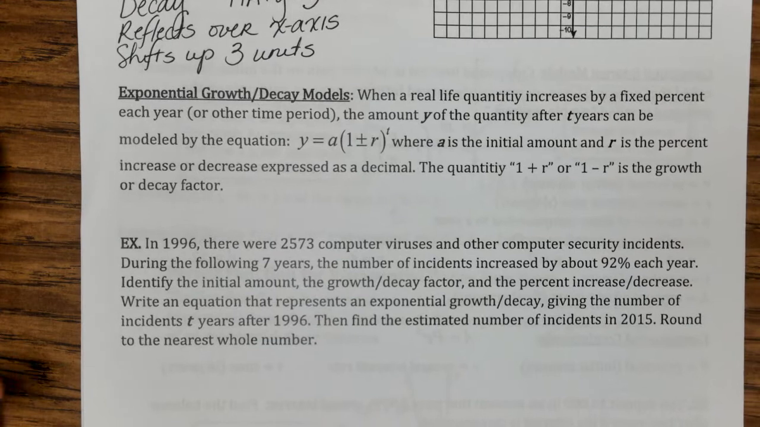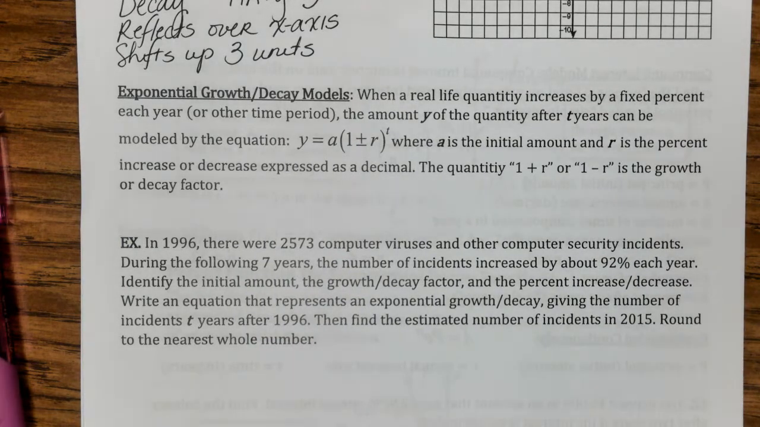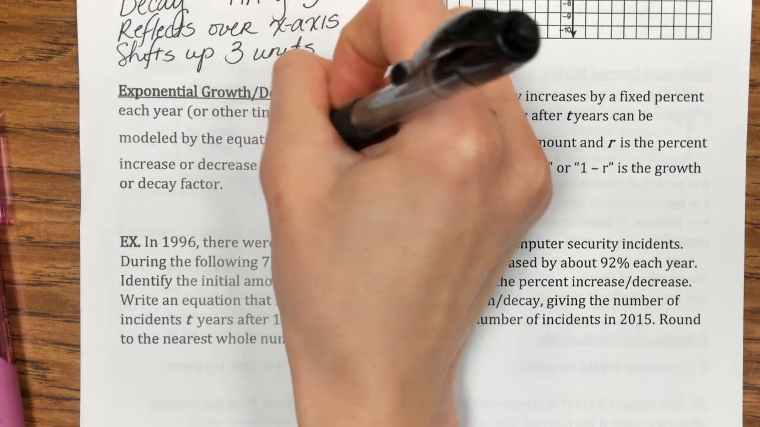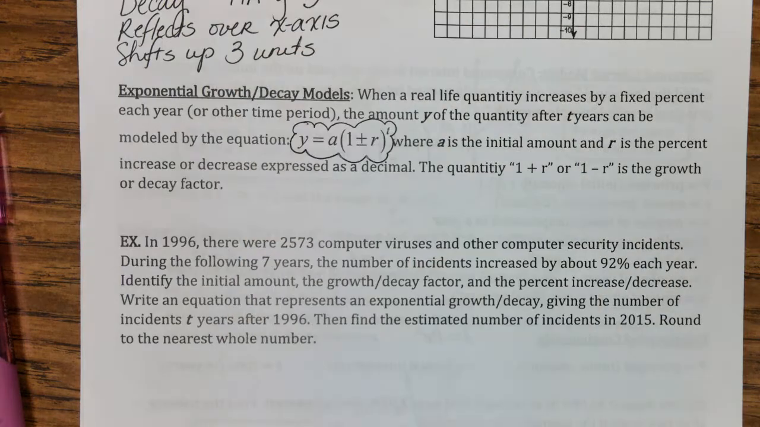For exponential growth and decay models, when a real life quantity increases by a fixed percent each year or another time period, the amount y of the quantity after t years can be modeled by this general equation. Y equals a times 1 plus or minus r raised to the t power. So the plus or minus, if it increases, you're going to have a plus. If it decreases, you're going to have a minus. Your increase is going to be growth. Your decrease is going to be decay. It's the only difference between growth and decay for these problems.